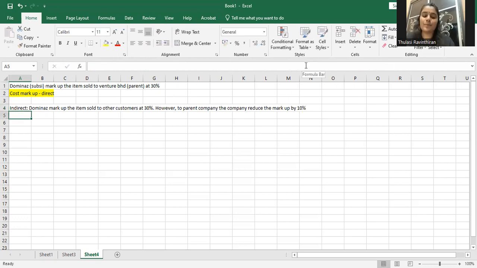So the calculation will be 30% minus 10% equals 20%. We took the 20% for calculation, where the item cost for Venture Berhad, let's say, is 145,000, which they gave for item cost. So the calculation is intra sales minus item cost, divided by item cost, which we did just now. Okay, let's move on to the question.